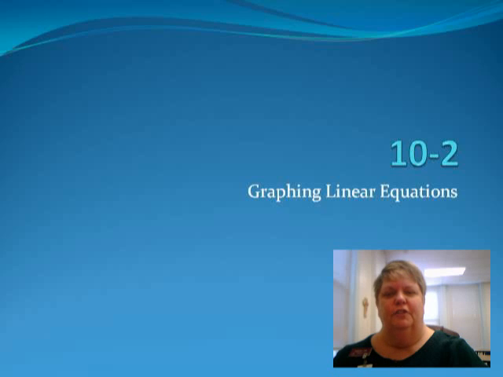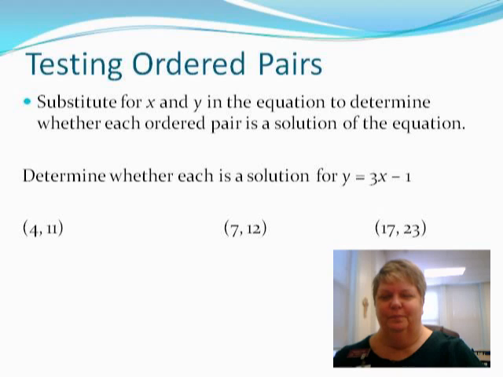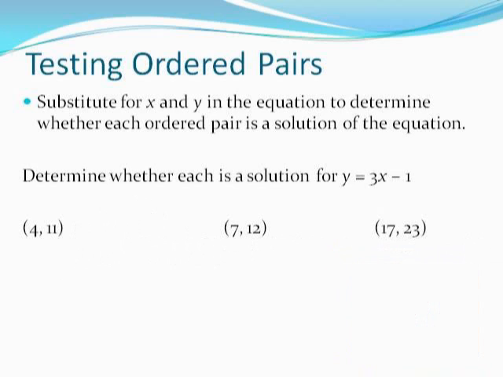Lesson 2 of Chapter 10 is graphing linear equations. So when you have an equation, here we have one right here, what you do is you simply substitute values for the x and the y to determine whether an ordered pair is a solution or not. So these are basically like yes or no type things. Yes or no, are these solutions?